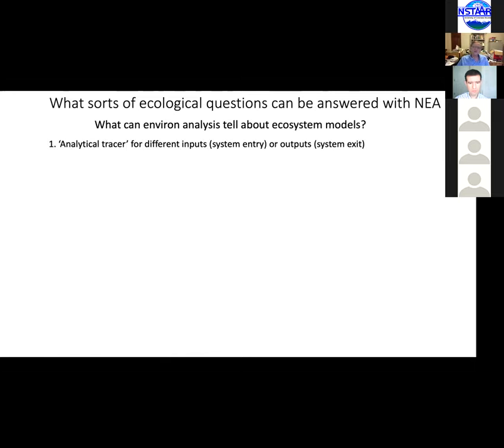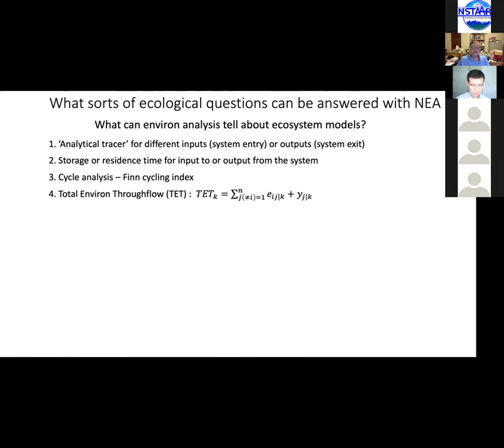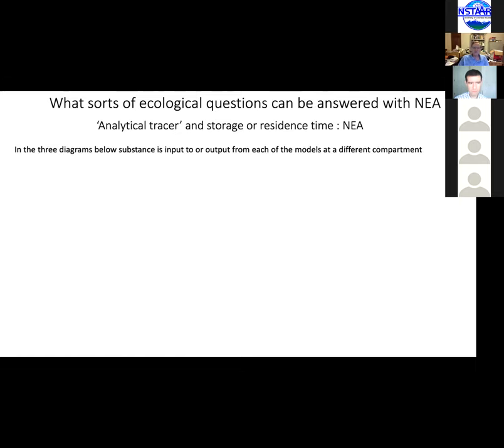So the question is, what kind of things can we actually do with this in environment analysis? And one that I'm going to give you an example of is what I've termed an analytic tracer, so that you can take an input into the system or an output and see what that actually does, actually probe the system to see how that works. You can also get storage or residence times. You can do cycle analysis. And you can get a measure of the actual activity generated for that particular environment using the total environment throughflow, that's analogous to the total system throughflow that I talked about before.